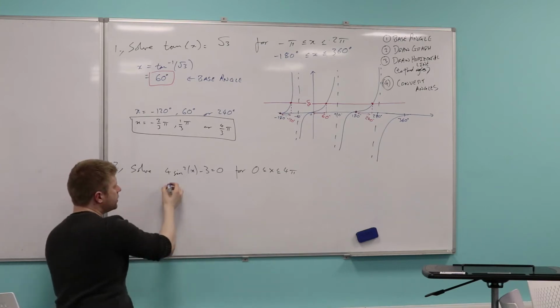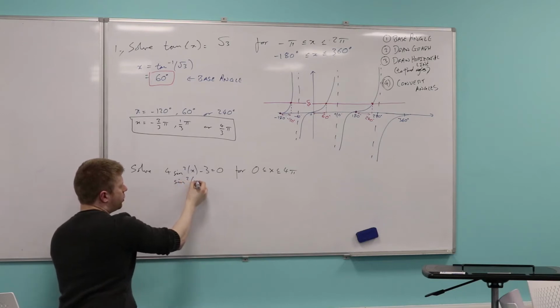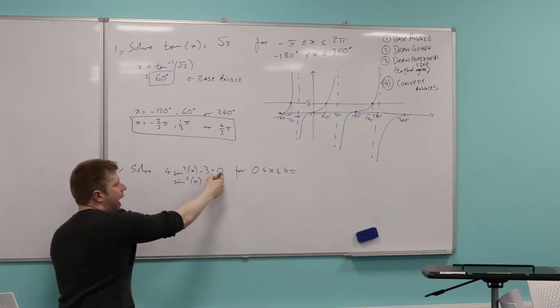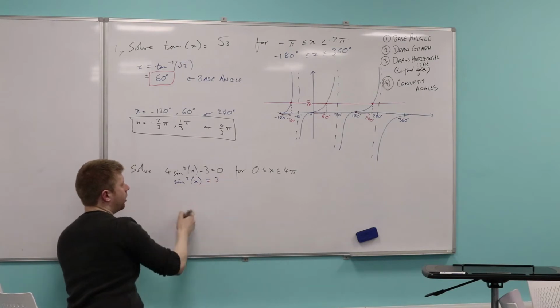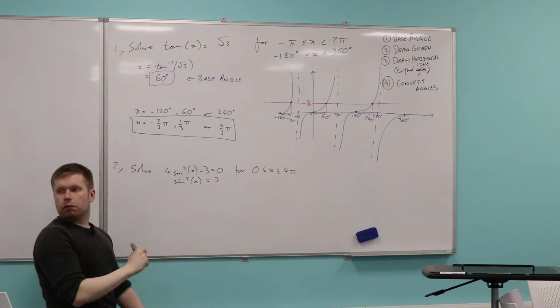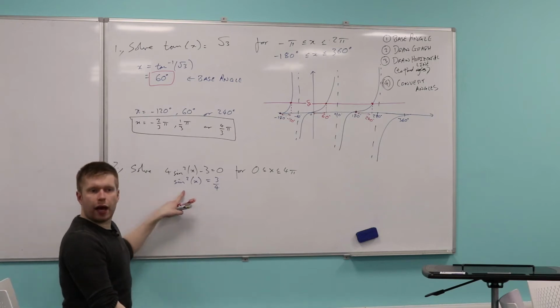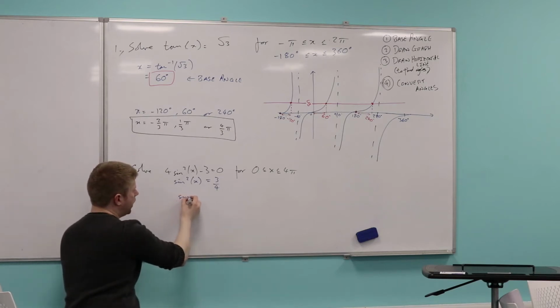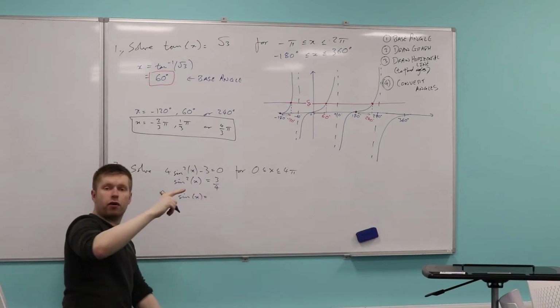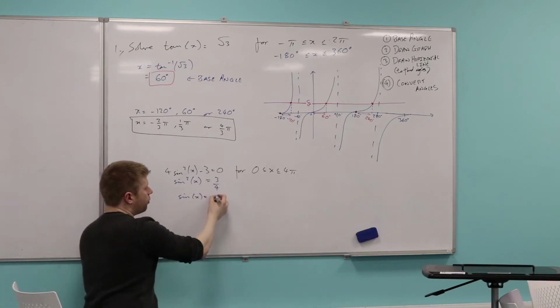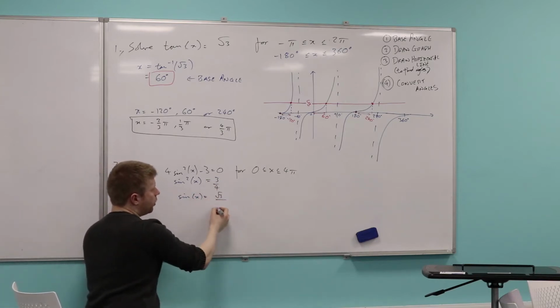So let's think about this. I can say that sine squared x, well, are you happy if I add 3 to both sides? I get 3 on this side, and then I can just divide 3 by 4. Happy with that? Okay. But I don't want sine squared, I just want sine, so how am I going to find sine? Yeah, I'm going to square root both sides, okay? So if I square root the 3, I just get root 3. If I square root the 4, I just get 2.